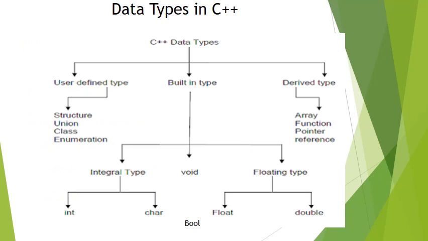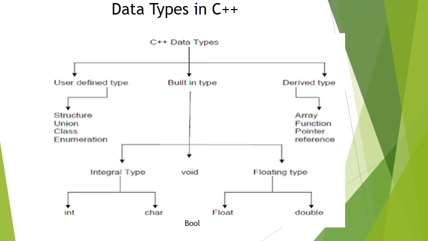The C++ data types are mainly divided into three categories: built-in data type, derived data type, and user-defined data type. The built-in data types are again classified as integral data type, void data type, floating point data type, and Boolean data type. Integer and character belong to the category integral data type, whereas float and double belong to the floating point data type. Void is a null data type. Boolean data type is used to store the values either true or false.